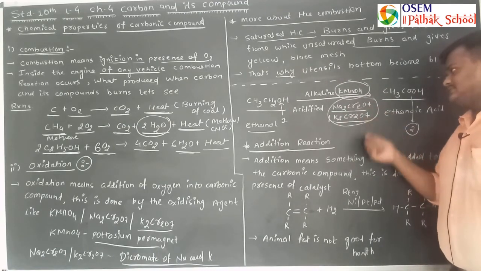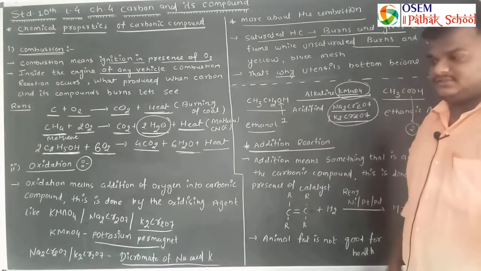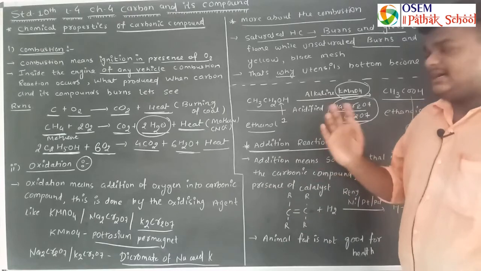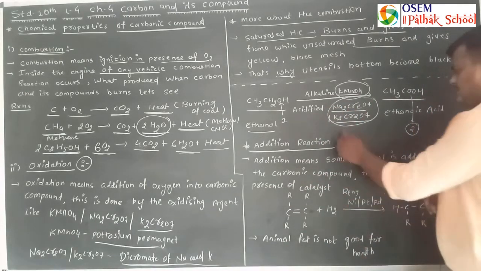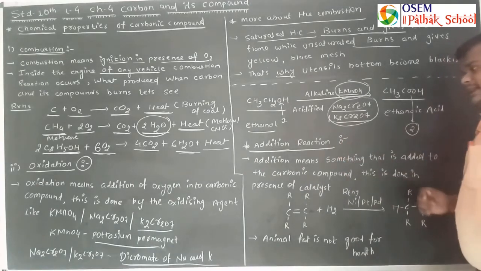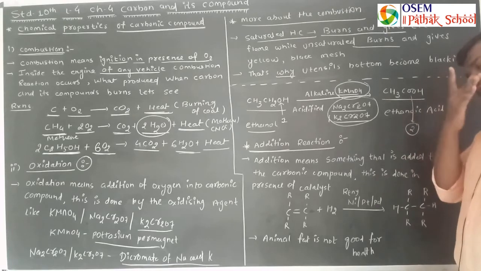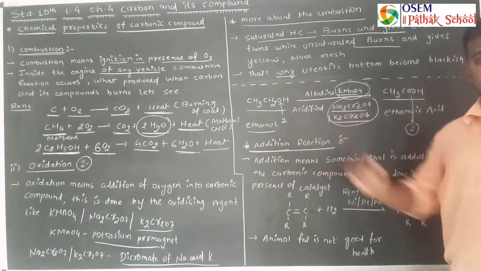Na2Cr2O7, K2Cr2O7 and KMnO4. So this is your oxidation reaction: addition of oxygen to any carbonic compound. And the third chemical property is addition reaction. So here we added oxygen.